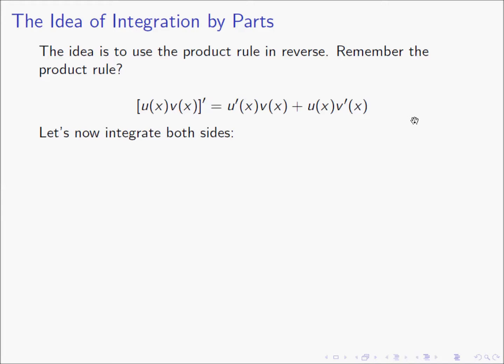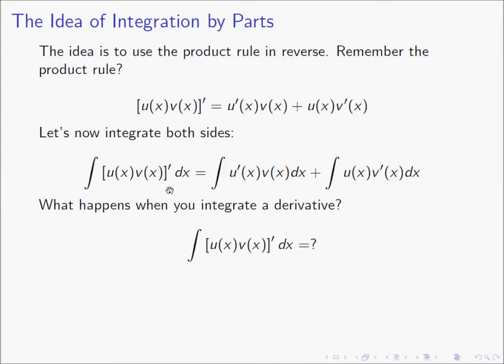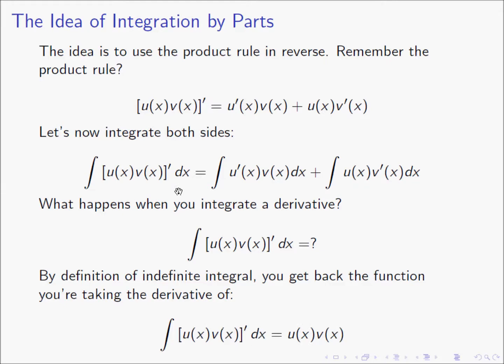So the first thing we do is to integrate both sides. We take the integral of the left side, and we also take the integral of the right side. So now let's take a closer look at this integral. We have the integral of a derivative. What happens with this integral? Just by definition, you get back the function you're taking the derivative of. That is u times v.